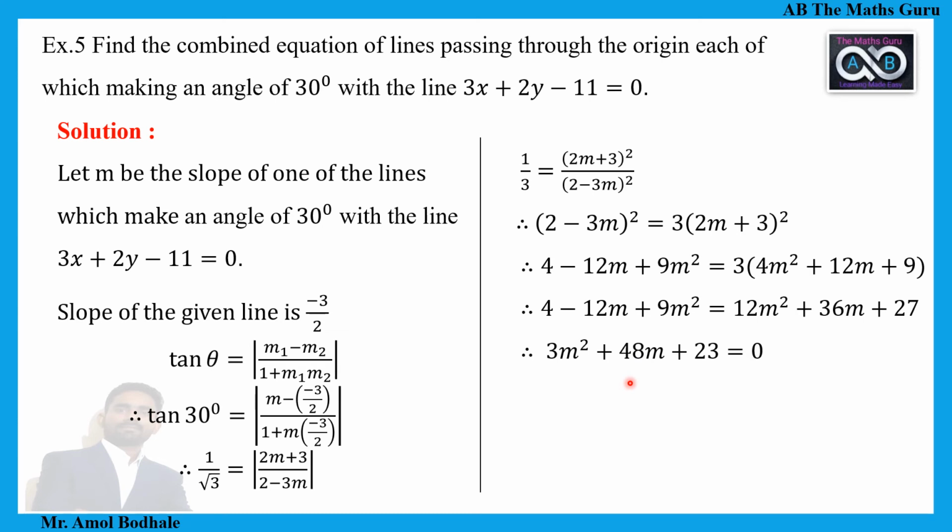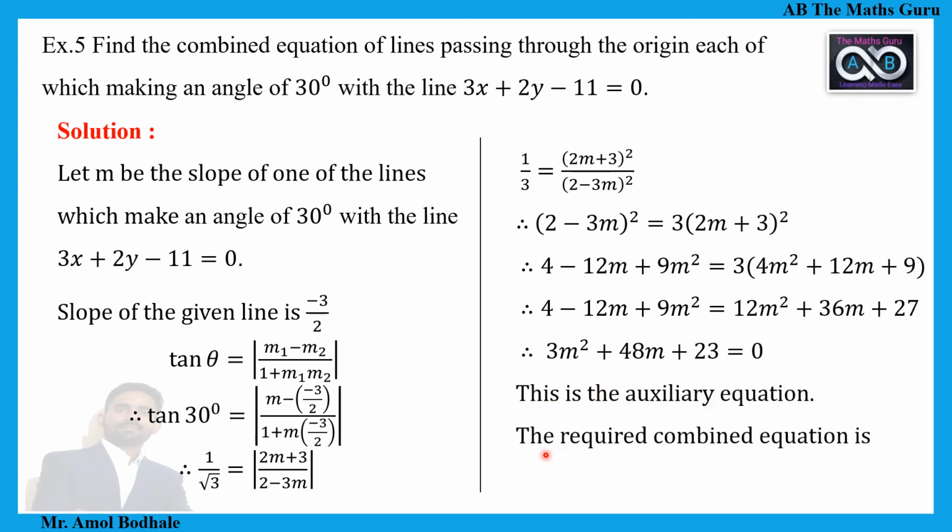So instead of that we can calculate the equation directly. So this is the equation in terms of variable m, that is auxiliary equation. So as we know the auxiliary equation of the standard equation, ax square plus 2hxy plus by square equal to 0. So we can calculate the equation from the auxiliary equation. So this is auxiliary equation. Then we can write the combined equation.